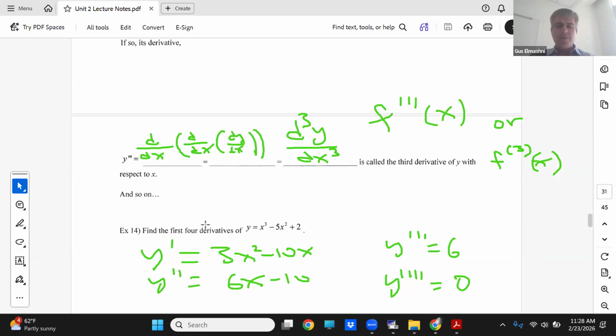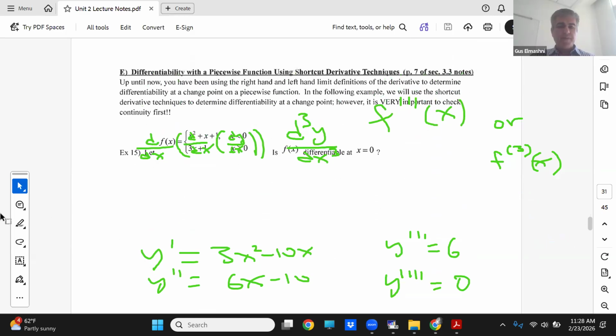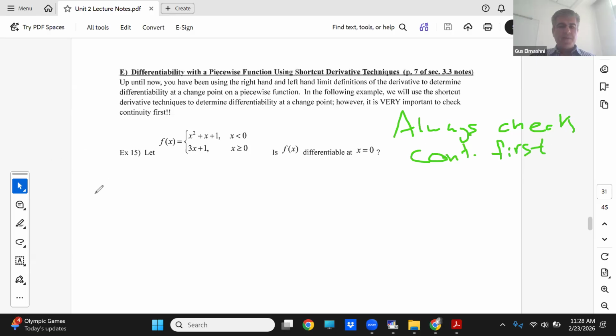So pretty straightforward stuff. Okay, let's talk about piecewise functions, differentiability here. So is it differentiable at x equals 0? What's the first thing you should always check? Good. Always check continuity first. So, what's f(0)? Right?